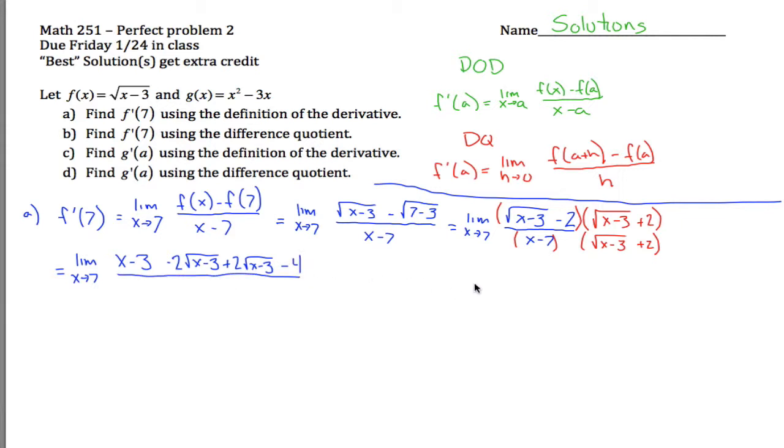I'm not going to bother FOILing out the bottom because it's this x minus 7 I want to get rid of, so I want to leave that factored out because hopefully I'll be able to get an x minus 7 out of the top, which I can then cancel with that x minus 7.